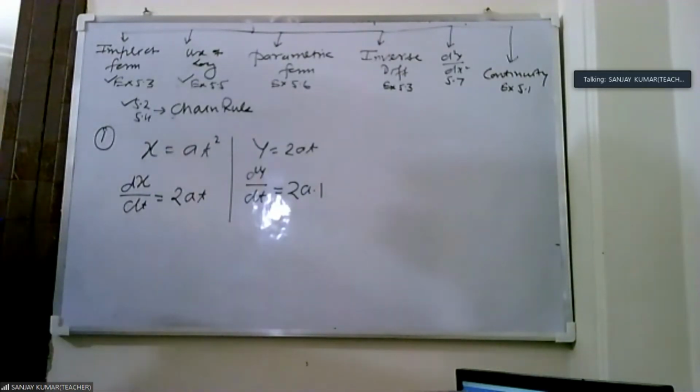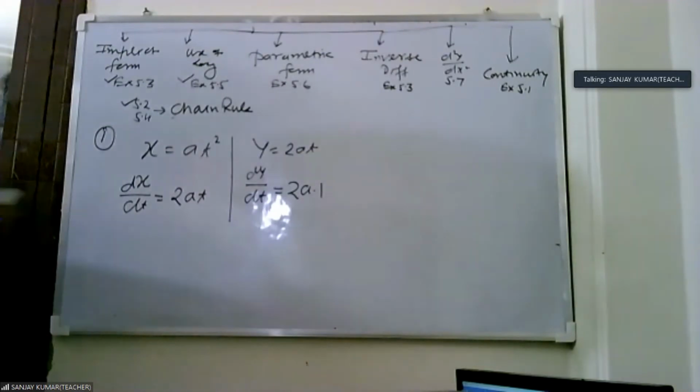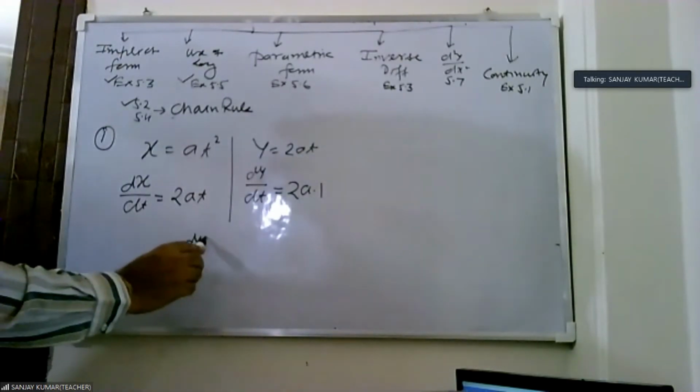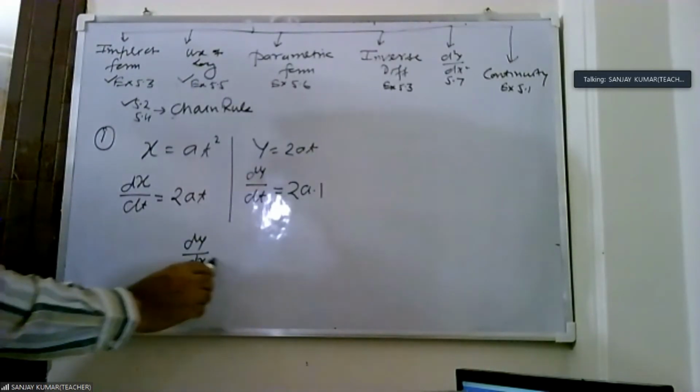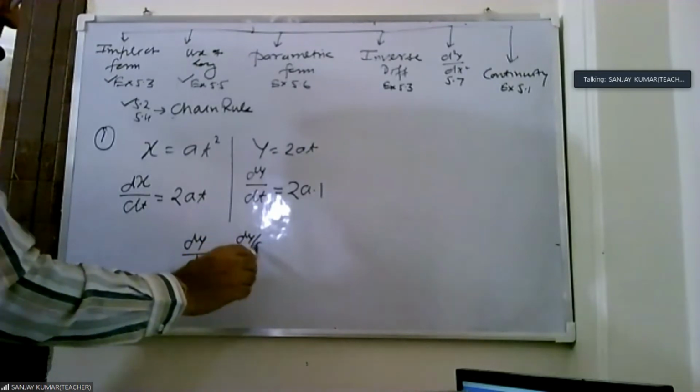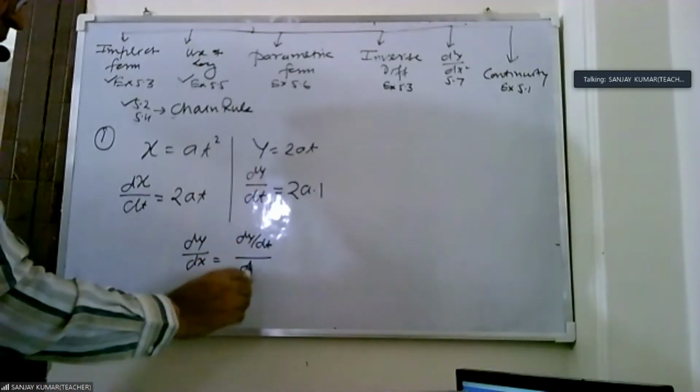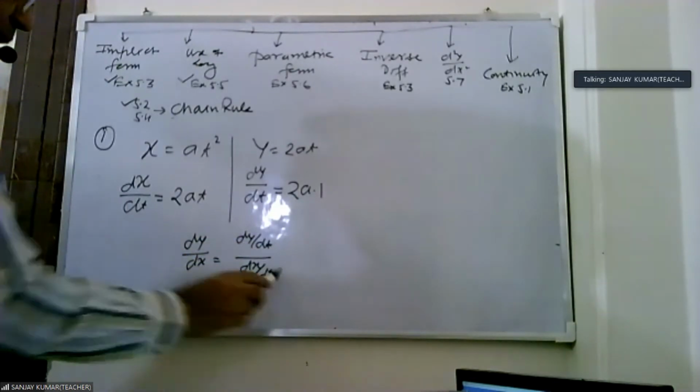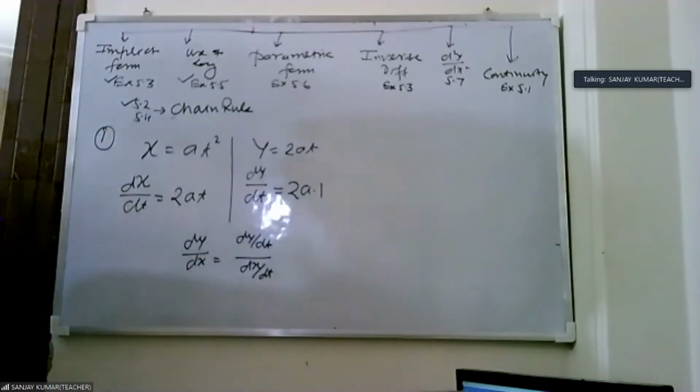But the question is to find dy by dx, and we haven't found that yet. Now if you divide dy by dt by dx by dt, dt cancels and you get dy by dx. But we don't cancel it like that.